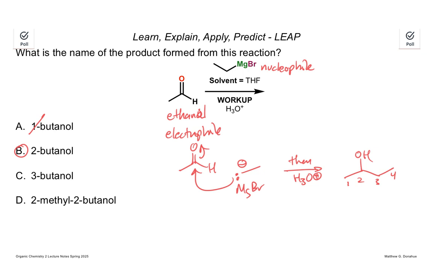So we started with 2 carbons. We're adding 2 carbons through the nucleophile. We have 4 total. And because we're using an aldehyde as the electrophile, it has to be a secondary alcohol. So I know we're throwing a lot of numbers around here. 2-butanol is telling you the location of the OH. Secondary is telling you the class of the alcohol.